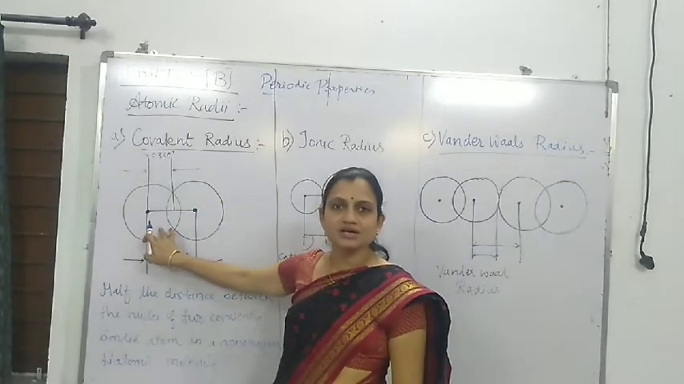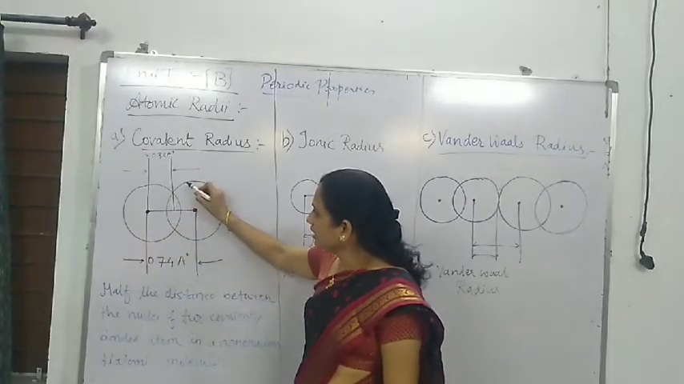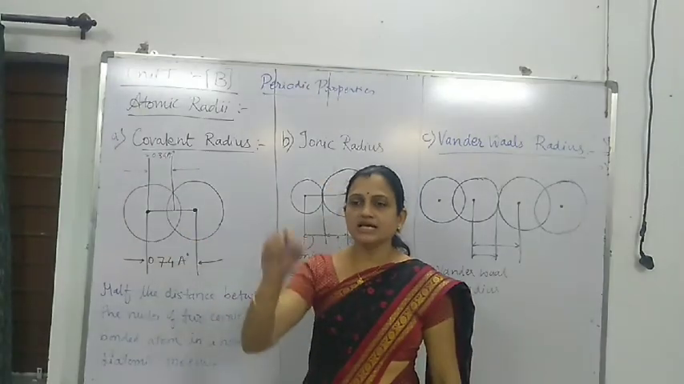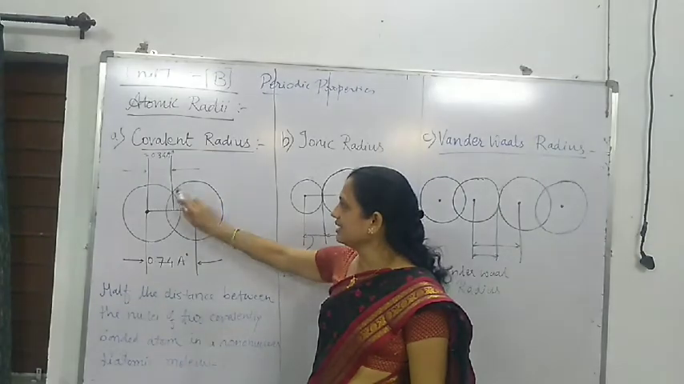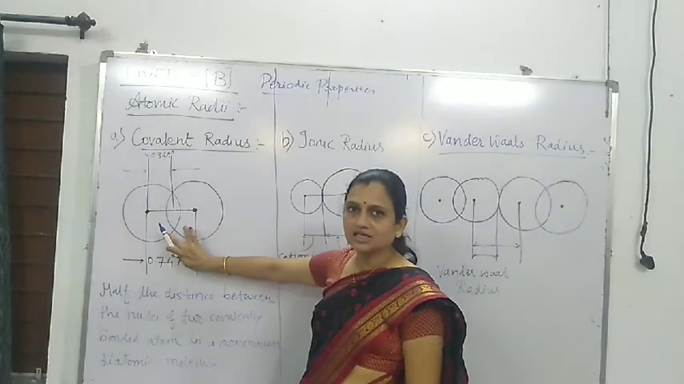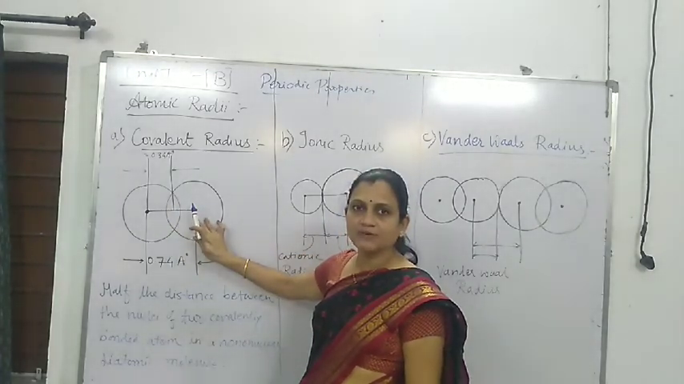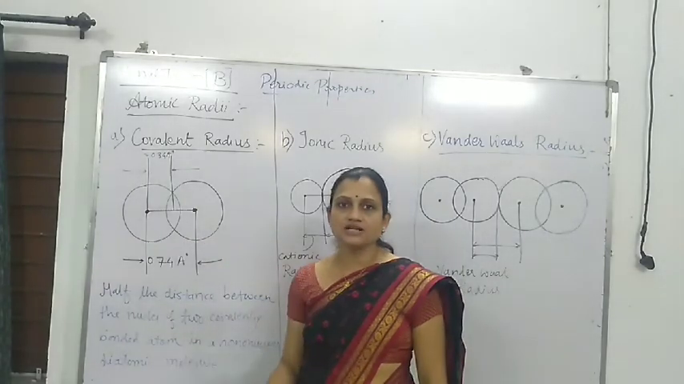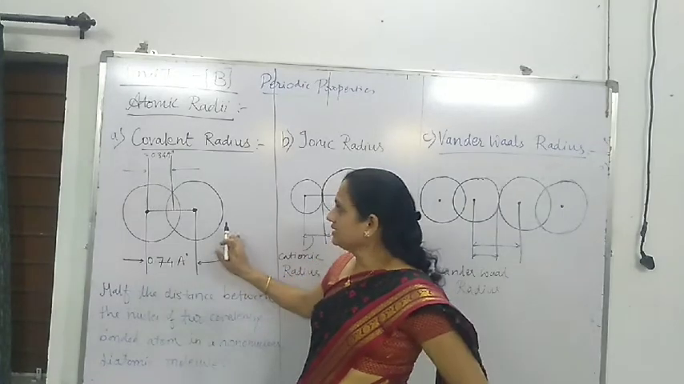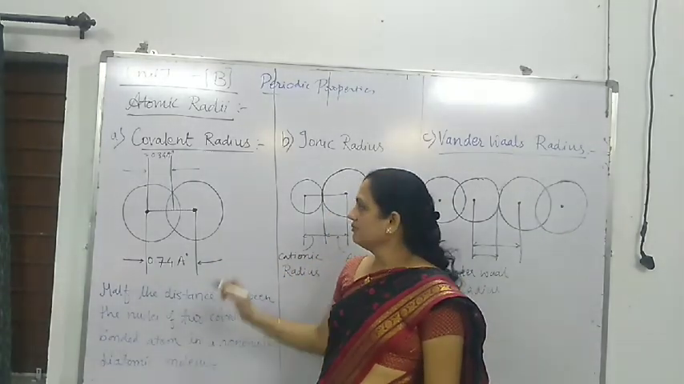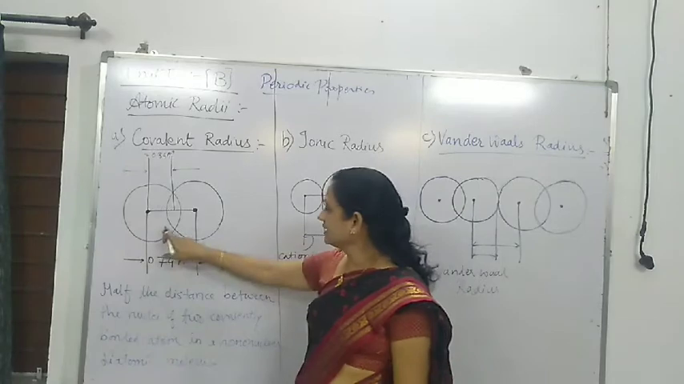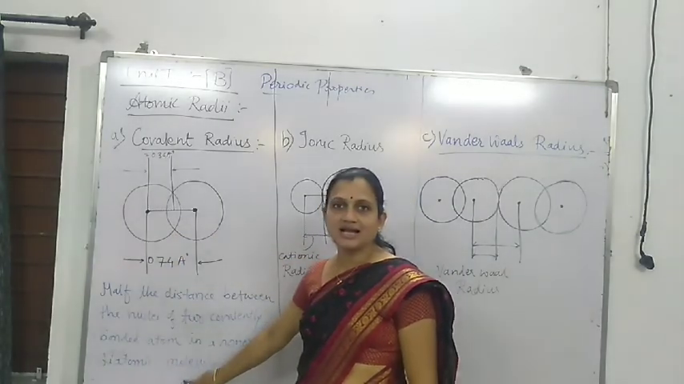See here, these two atoms are very close to each other, therefore their outer shells get virtually overlapped. These outer shells are virtually overlapping on each other. See in this diagram, because of the closeness of these two atoms, the outer shells virtually overlap each other. So because of the virtual overlapping, here we can calculate the covalent radius, and the covalent radius can be calculated using half the distance between the nuclei of the two covalently bonded atoms in a homonuclear diatomic molecule.